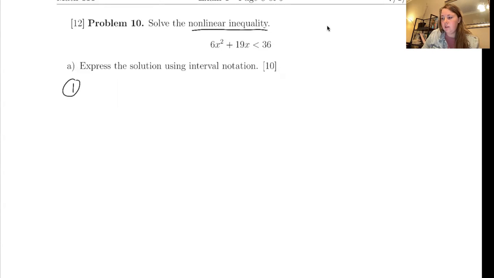Since our final and all of our exams are open note, if you look at the notes, it gives us a step-by-step of how to solve inequalities, right? So our first step is we want everything onto the same side, right? So I have 6x squared plus 19x minus 36 less than 0. Okay. And this was a little bit of a tricky factoring one. I'll give you that, but you've actually already done that because this was in like problem 2 on the exam.